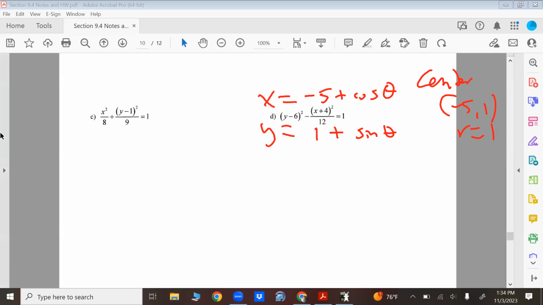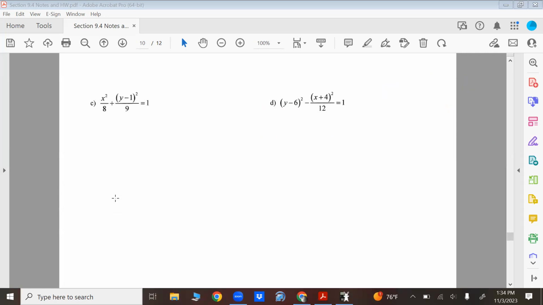So for the ellipse, the center is at 0, 0. Sorry, 0, 1. So you're going to say x equals, and in this case, you don't have to put anything next to the plus, but you could say, and that's root 8. So it'd be 2 root 2 cosine theta, and y will equal 1 plus 3 sine theta.